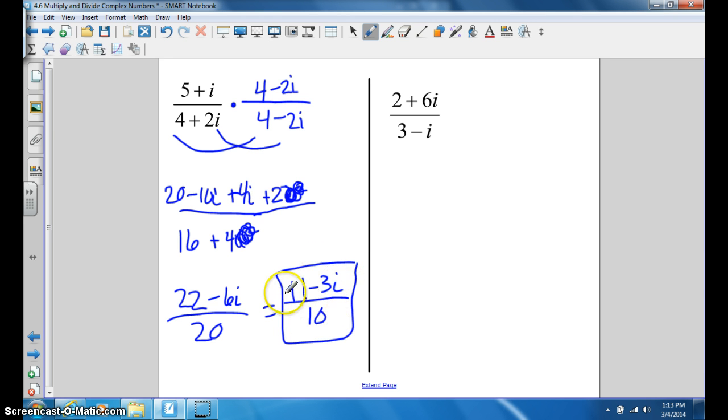Also, make sure the complex number on the top of our fraction here is also in standard form. So if this here would not be in standard form, we need to also put that into standard form.